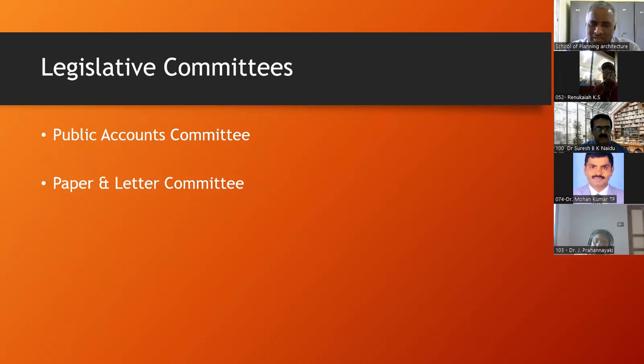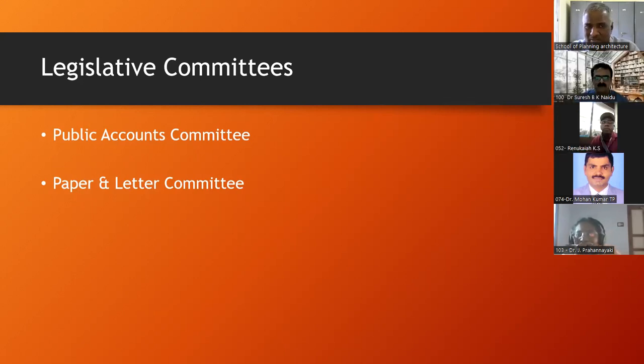powerful committee, usually headed by the opposition party senior leader. Suppose in Karnataka BJP government is there, this committee is headed by either a Congress leader or JDS leader, opposition leader. Why? Because he's a watchdog. In this Public Accounts Committee, AG office members are there, opposition party MLAs are there, ruling party MLAs are there. All accounts are presented before the Public Accounts Committee. Audit reports are presented. They scrutinize it. Then only it will go to the state assembly.